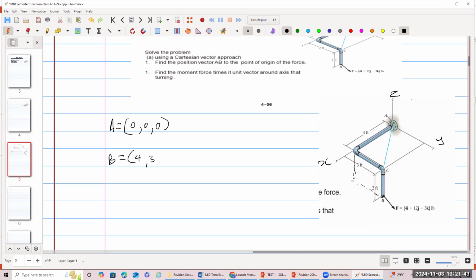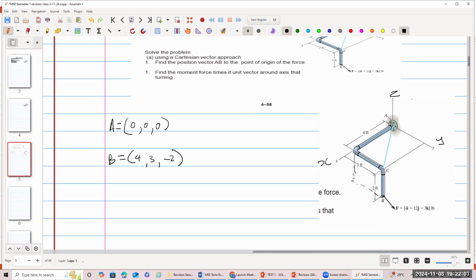What about the Z? Can somebody else tell me the Z component? Taylor? Minus 2, sir. All right, good. Thank you.